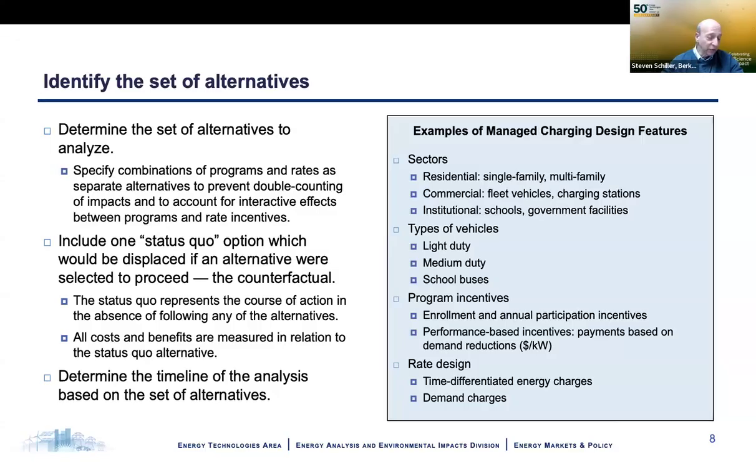And then your timeline of analysis: what's your time period? Is this something where it's got to be cost effective within 3 years, 5 years, or are you looking longer term, 10, 20 years out? That determines the period of analysis. And then certainly the design features would get more to the managed charging program design. But these are types of alternatives with sectors, with vehicles, whether people's residential, homeowner, recreational vehicles or school buses, using rates or using incentives, et cetera.